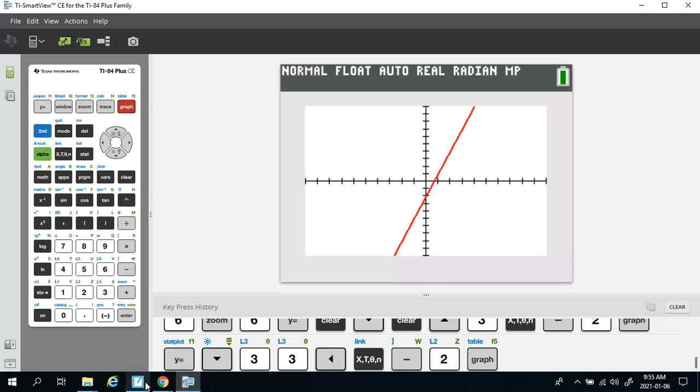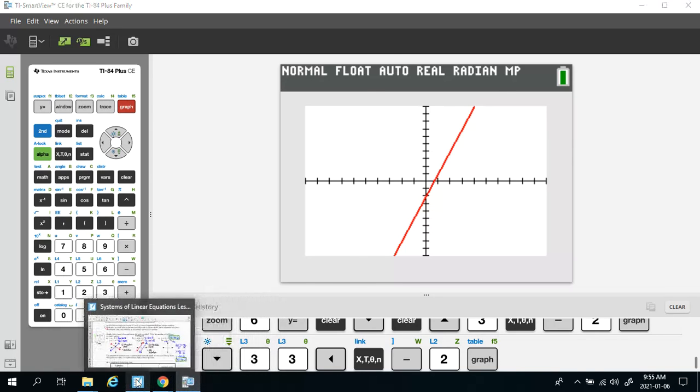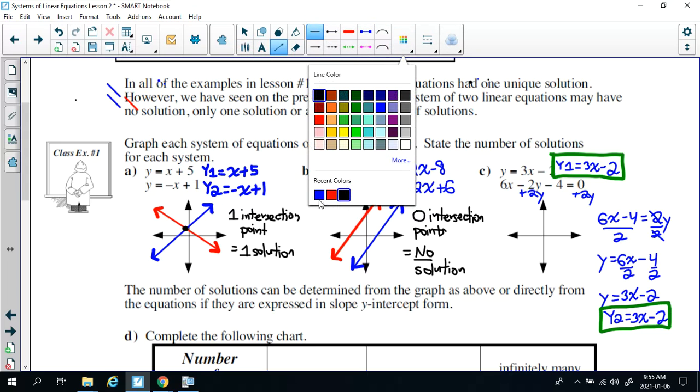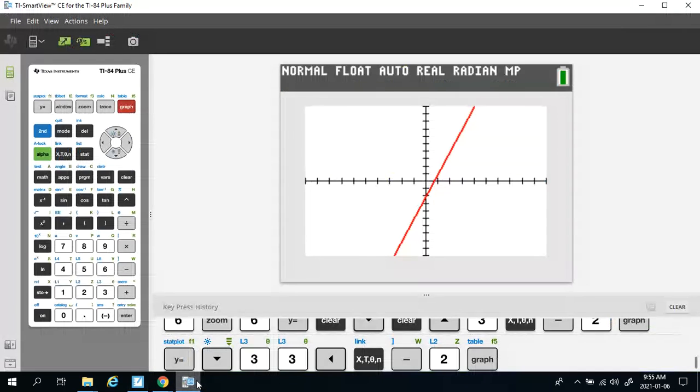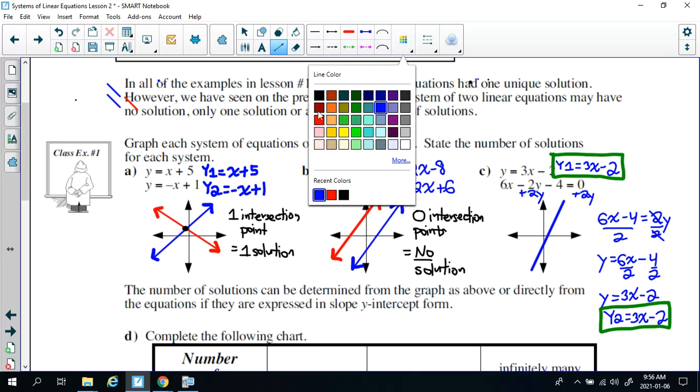So if we go back to here, oops, let's go back to the Smart Notebook file. Okay, and let's plot my line. So let's grab blue line. Okay, what did it look like again? All right, so it looks something like this here. Okay, so that's y1. And then if you plotted y2, it would just directly overlap.